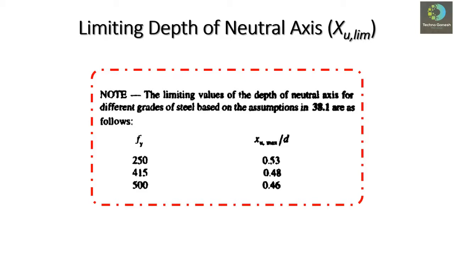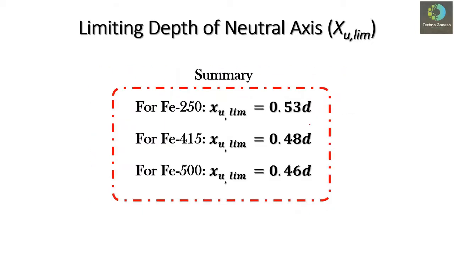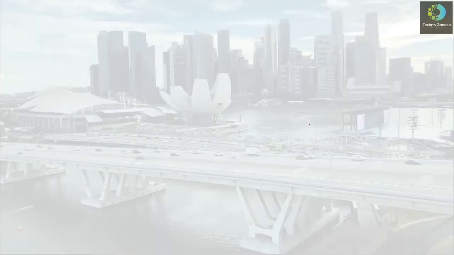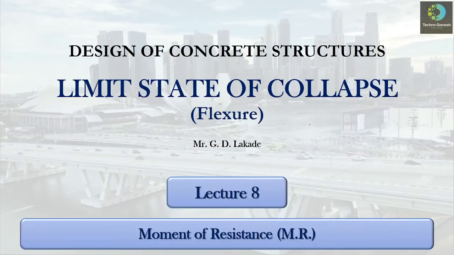And again, by using the actual depth of neutral axis equation that we derived in the last lecture, we'll be able to compare these two values, that is actual depth of neutral axis and limiting depth of neutral axis, and by comparing this we'll be able to decide whether this section is a balanced section, under reinforced section or over reinforced section, and accordingly we can design the sections. So we'll stop here. In the next lecture, we'll discuss the moment of resistance for a reinforced concrete section.